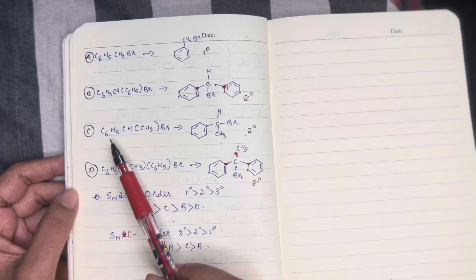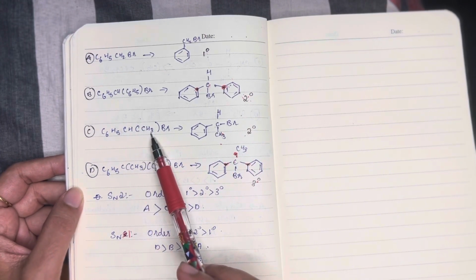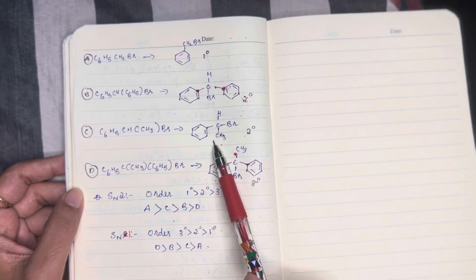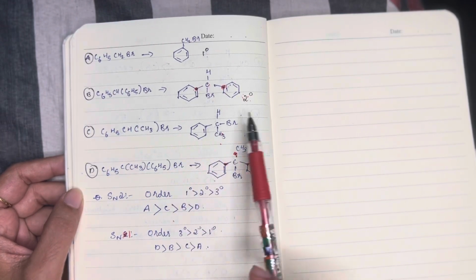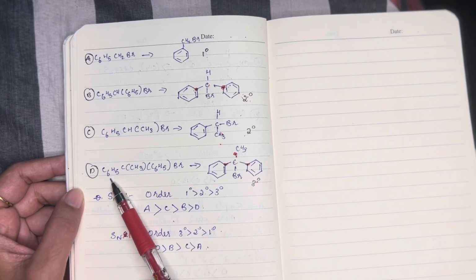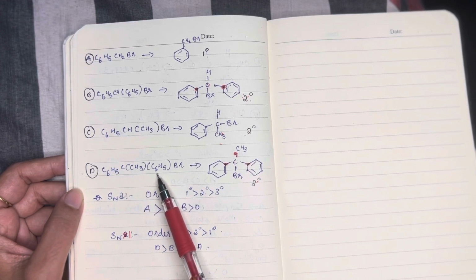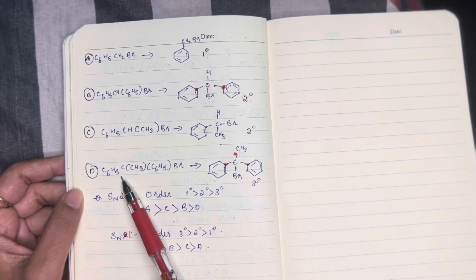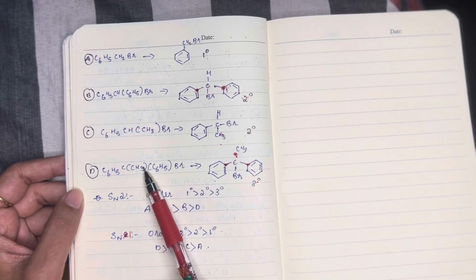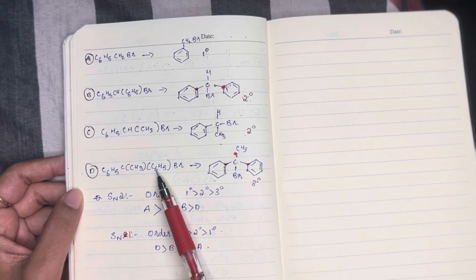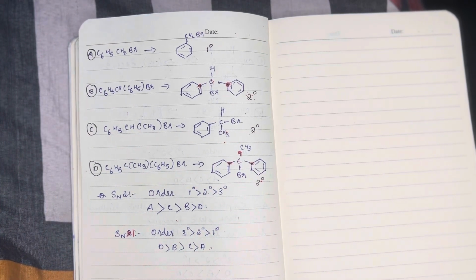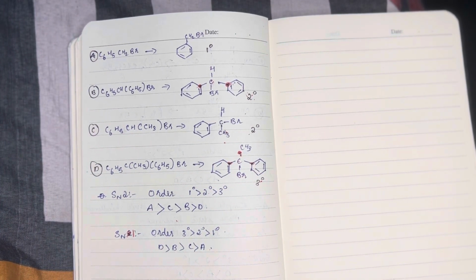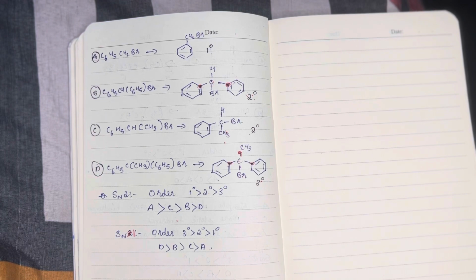And next is C6H5CH(CH3)Br. So one phenyl, then CH3 is also attached, Br is also attached. And again, C6H5C(CH3)(C6H5)Br. So to this benzene a carbon is attached, which is attached to the alkyl group, and again to the benzene, then Br. Okay, so this is how we draw the structure of these compounds. It is very easy.